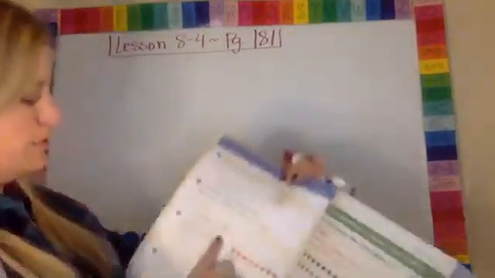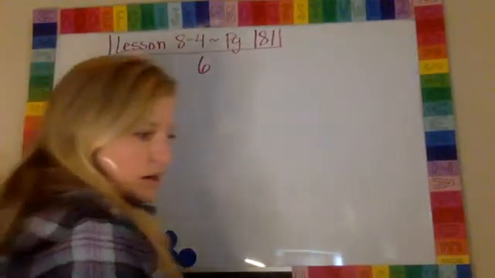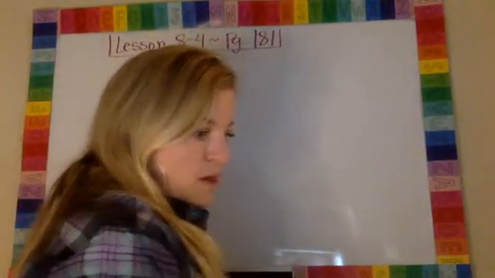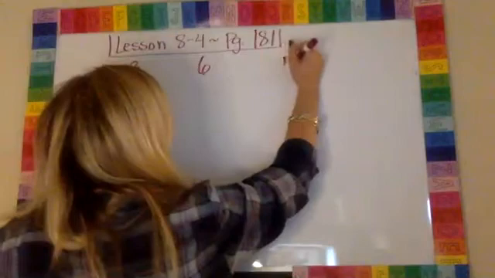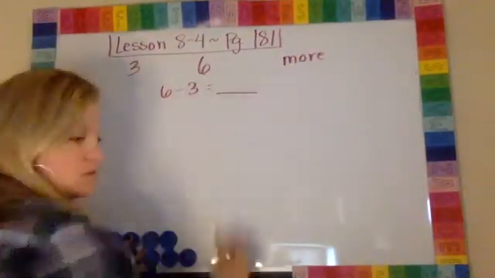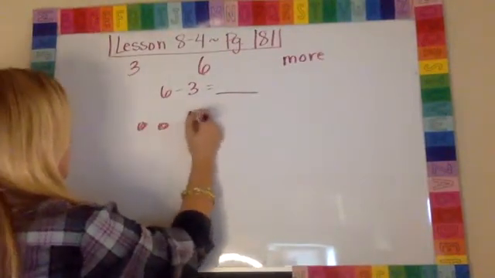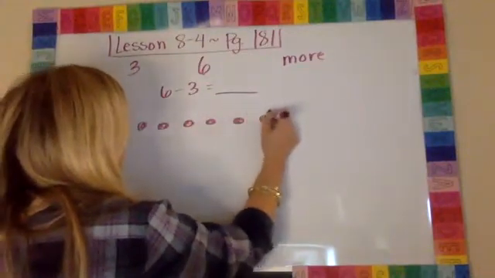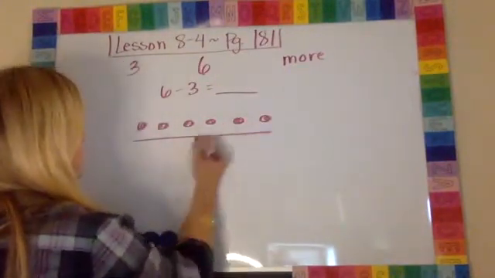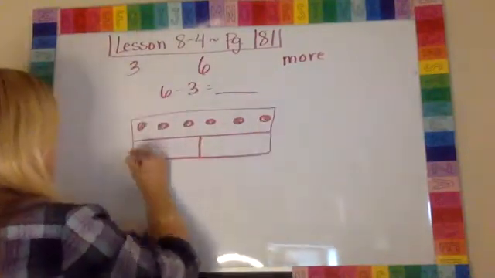Nice. Problem number 3. Same thing, 3 red markers, 6 yellow markers. How many more yellow markers are there? More. So we're doing 6 minus 3 equals blank. So they've drawn 1, 2, 3, 4, 5, 6, and then they did this. Right? That's what yours looks like.